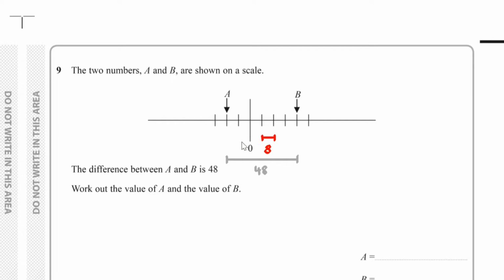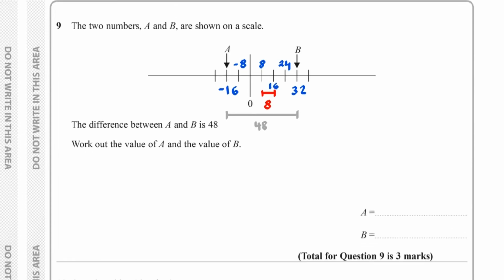So when we come to work out the value of a and b, well, here we've got minus 8, and here we would have minus 16. So the value of a is minus 16. Then we've got this 0. Then here we've got 8, 16, 24, and then 32. So the value of a and b will be minus 16 and 32 respectively.